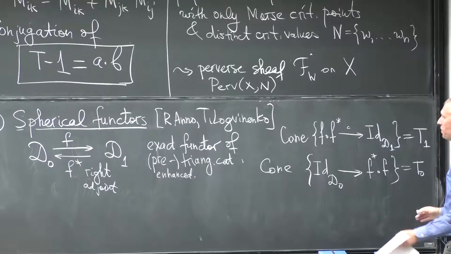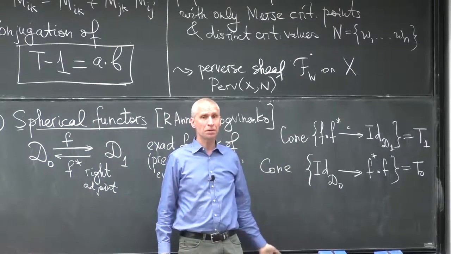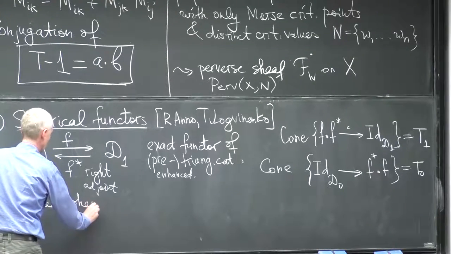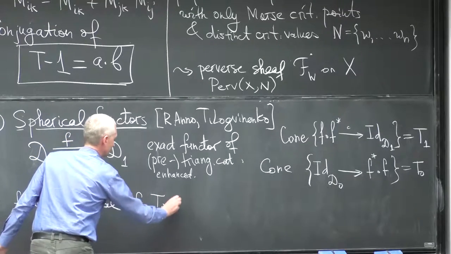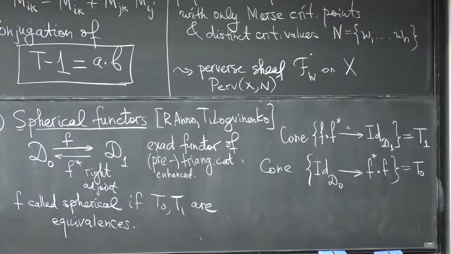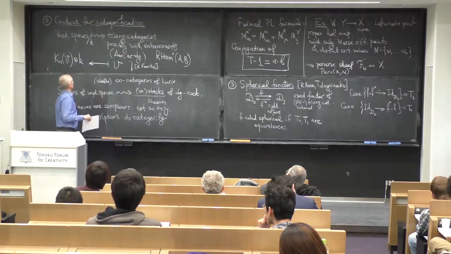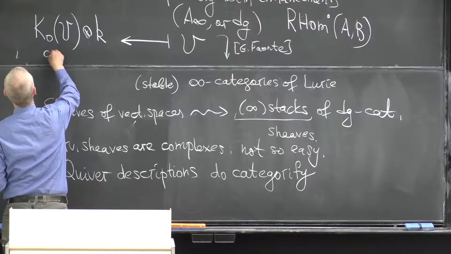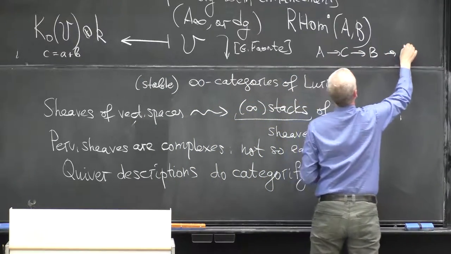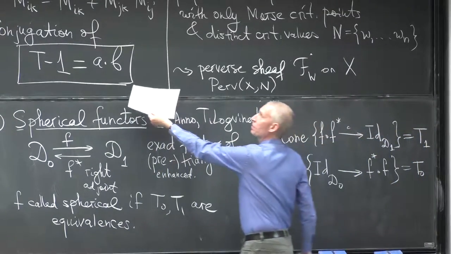Now, this functor is called spherical, omitting some really minor detail here for this purpose, if those transformations are equivalences of categories. So F is called spherical if T0, T1 are equivalences. Now, from this point of view, replacing categories by Grothendieck groups, here you have a relation say C equals A plus B. This corresponds here to an exact triangle A, C, B, A[1]. So what we have here is a lifting of this formula.